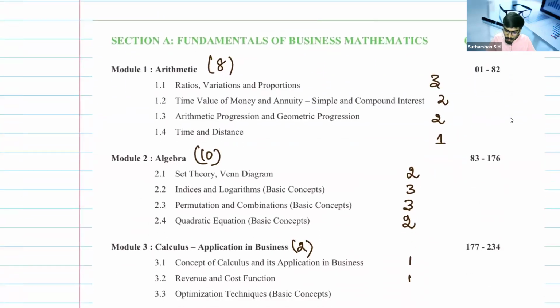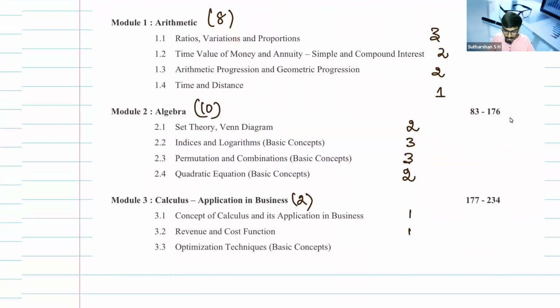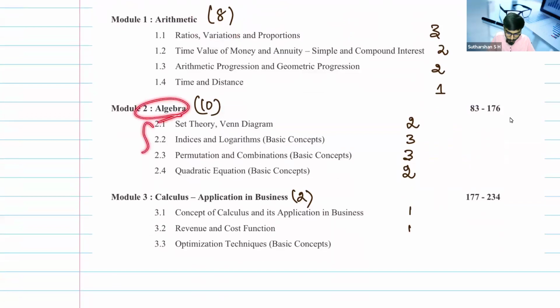They have tested you 8 questions. Of those 8 questions, ratio, proportion and variation will be 3 questions. Time value, simple interest and compound interest, they have tested only two questions. Arithmetic progression and geometric progression will be 2 questions. Time and distance will be 1 question. In algebra, it is divided into 4 chapters: set theory and Venn diagram, indices and logarithms, permutation and combination, and quadratic equation, comprising 2, 3, 3, 2.